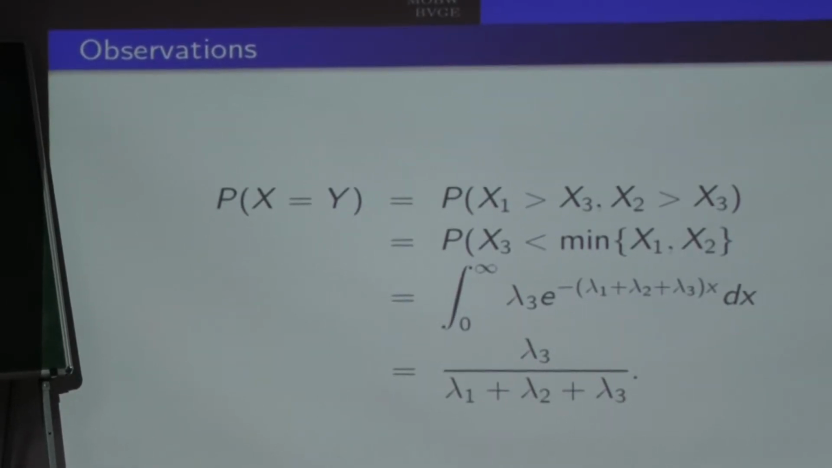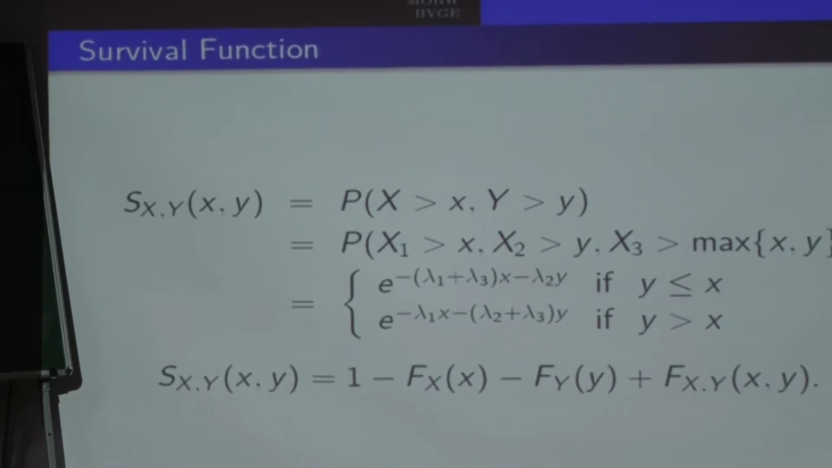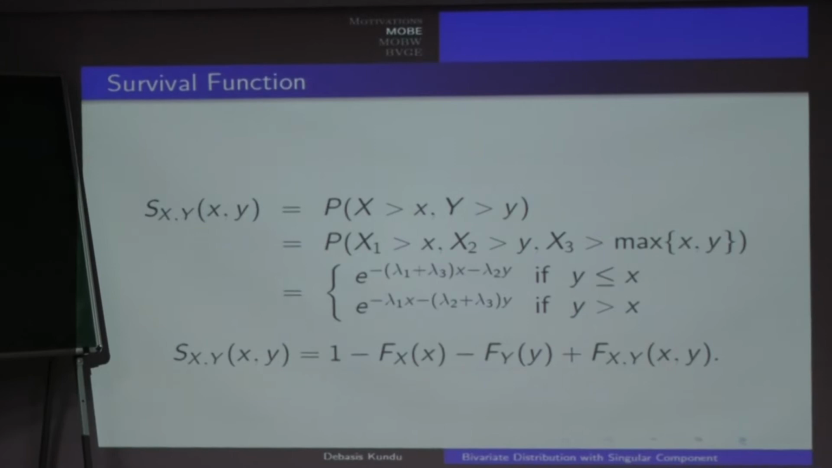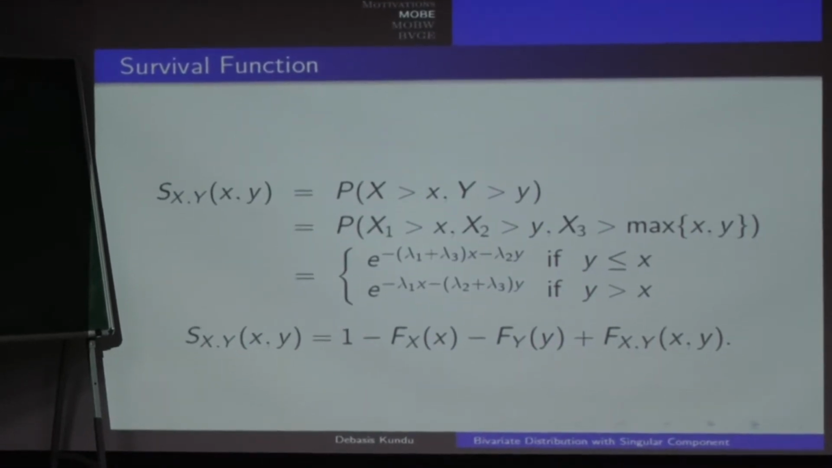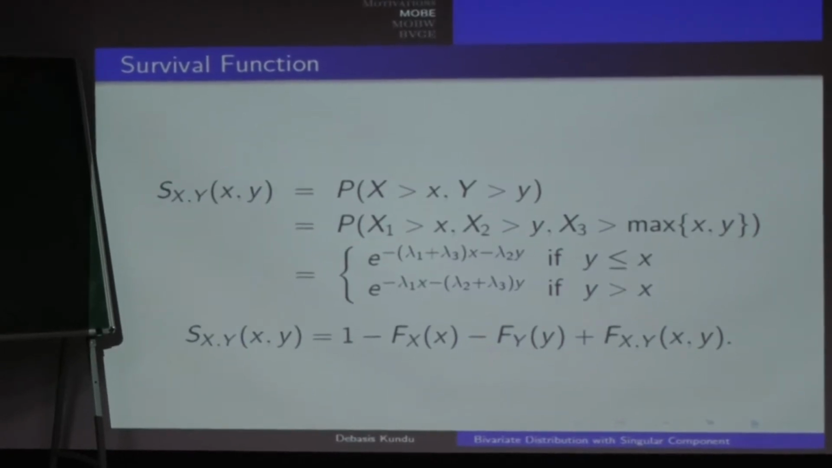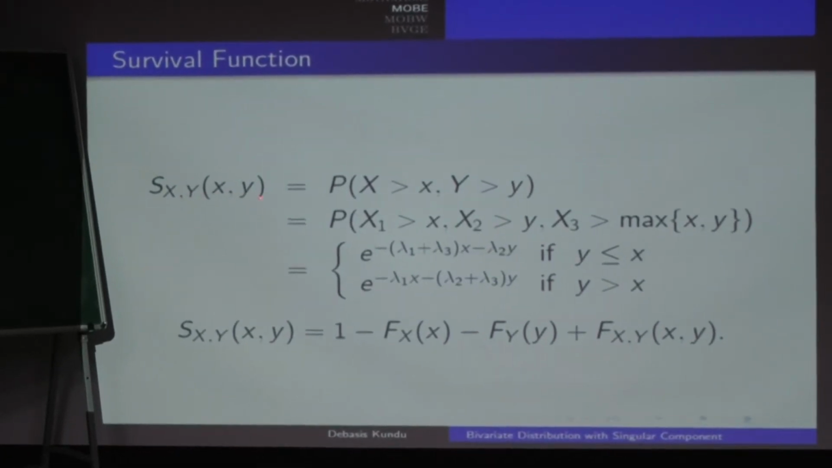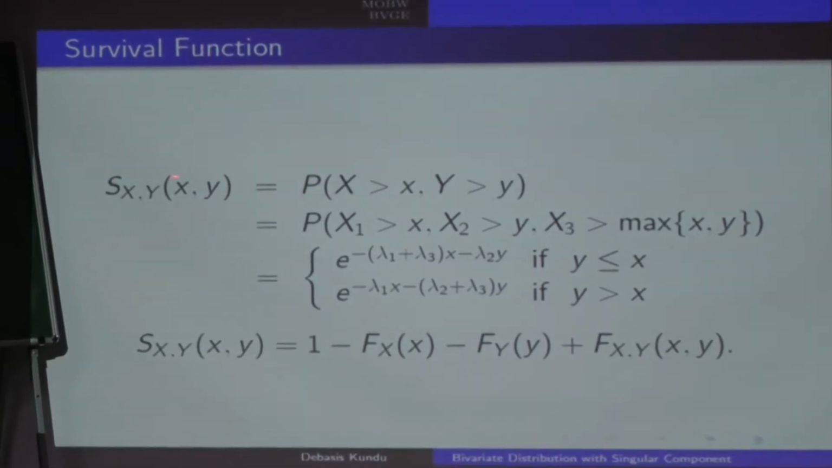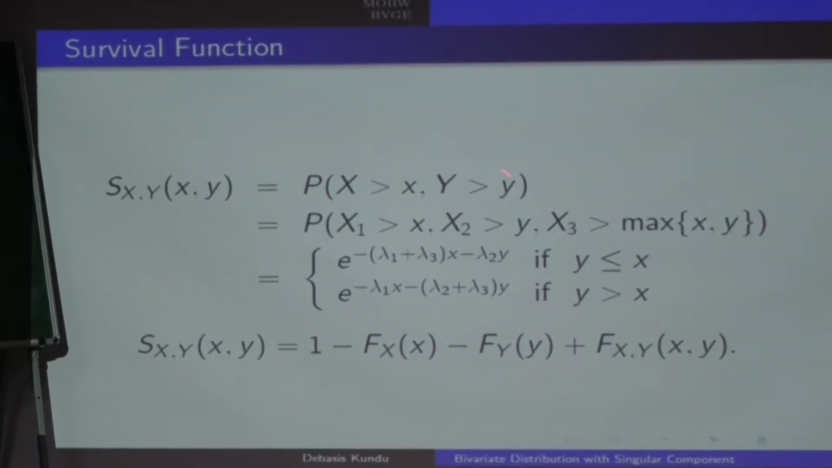Okay, fine. Let's look at the survival function, and I think that is going to play an important role. So let's look at it explicitly and carefully. What is the survival function? S of x, y at the point x, y, which basically means the probability that X is greater than small x and Y is greater than small y.